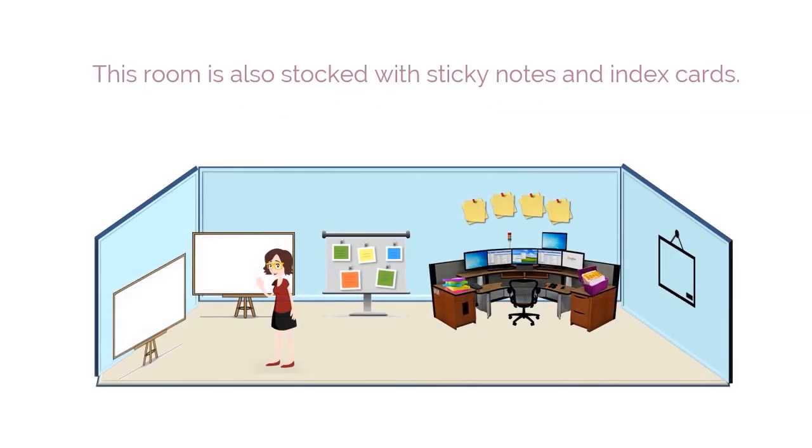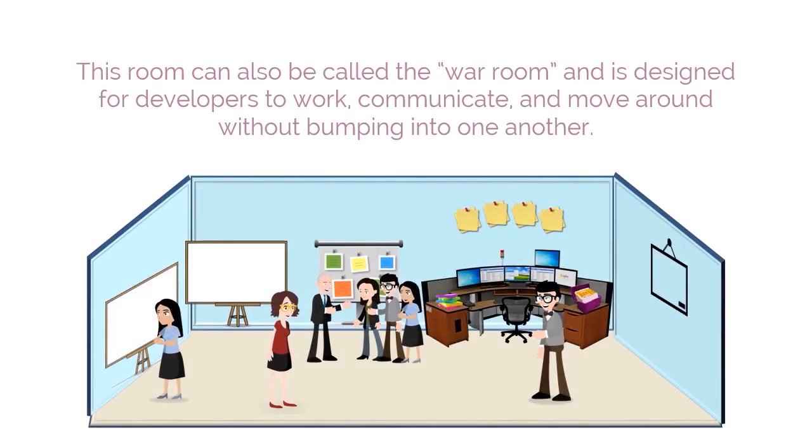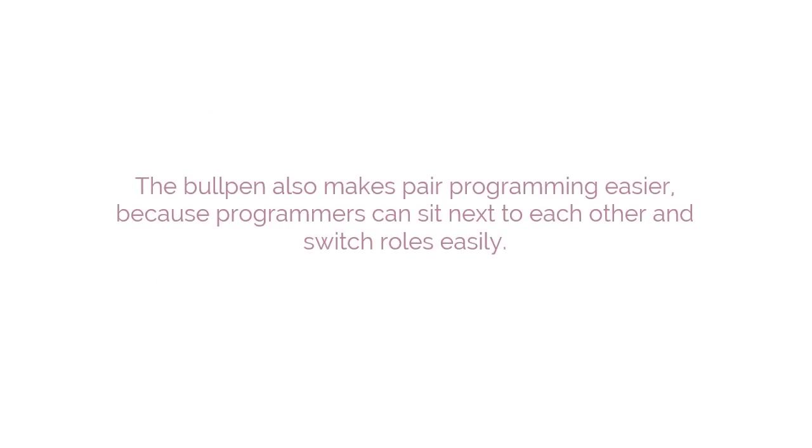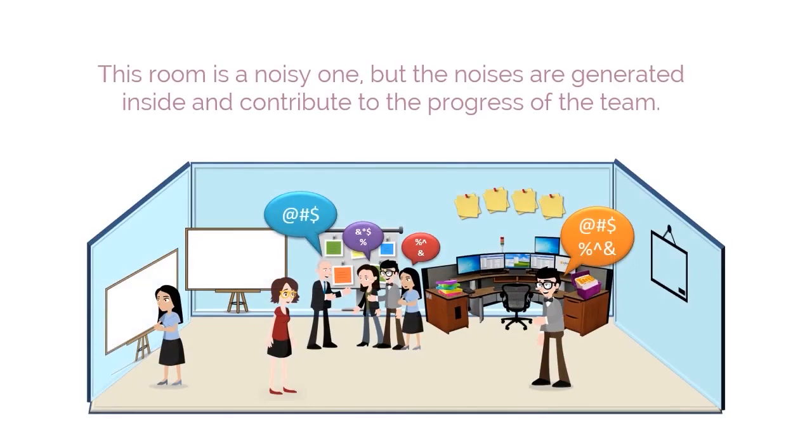Also called the War Room, this room is stocked with sticky notes and index cards, and is designed for developers to work, communicate, and move around without bumping into one another. The Bullpen also makes pair programming easier, because programmers can sit next to each other and switch roles easily. This room is a noisy one, but the noises are generated inside and contribute to the progress of the team.